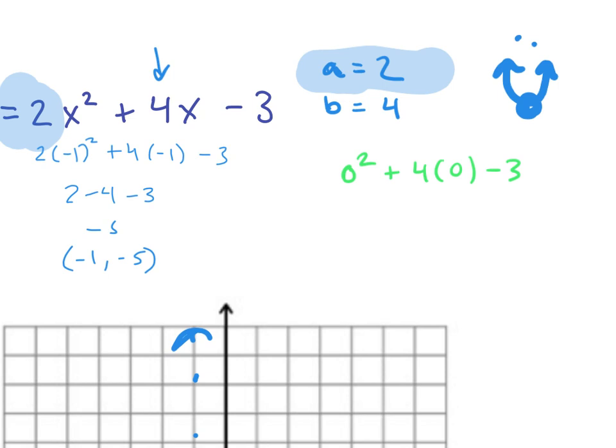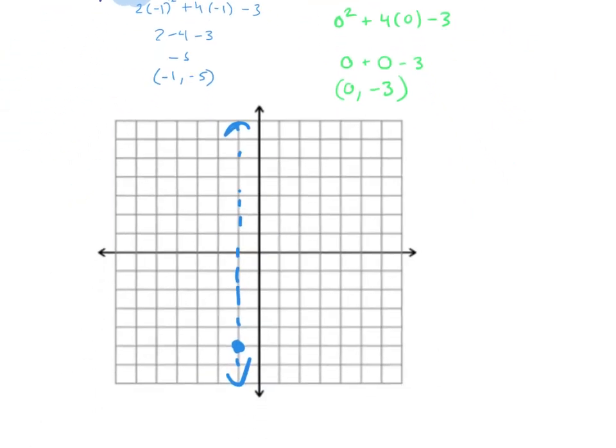What's 0 squared? 0. What's 4 times 0? 0. What's 0 plus 0 minus 3? Negative 3. So we plugged in 0 and got -3. So let's go to our graph, stay on 0, go down 3, put our point there.